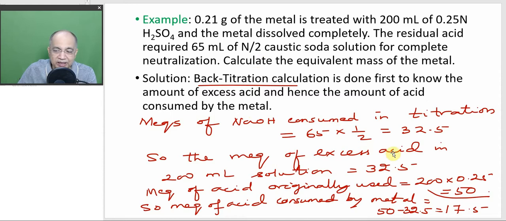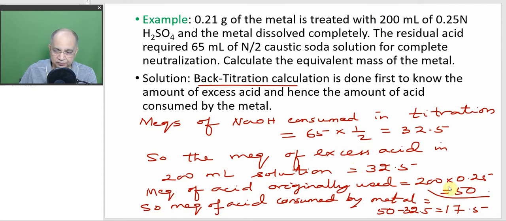So the MEQ of the excess acid must be equal to the same. The MEQ, milliequivalents, of excess acid present in the entire 200 ml solution must be the same as much caustic soda, NaOH, is consumed. As much NaOH is consumed, same will be the MEQ of the excess acid present in the 200 ml solution. Then we find out what is the original milliequivalents of acid taken.